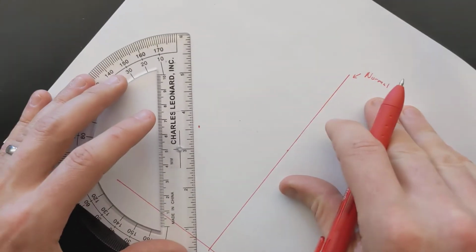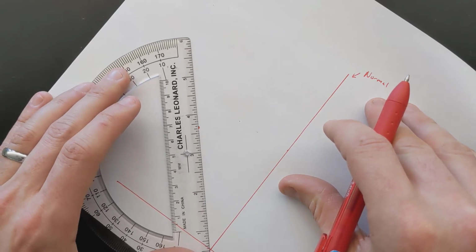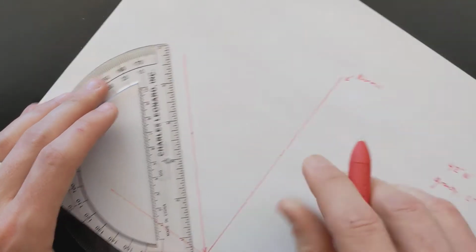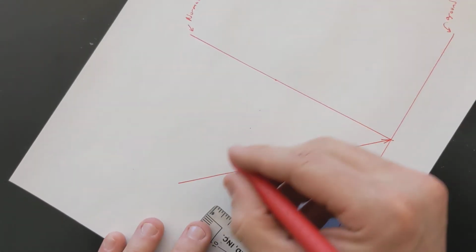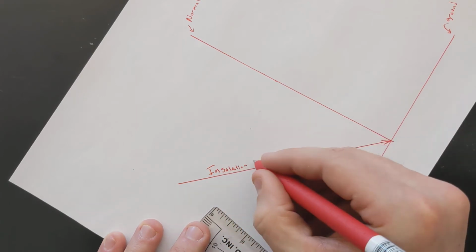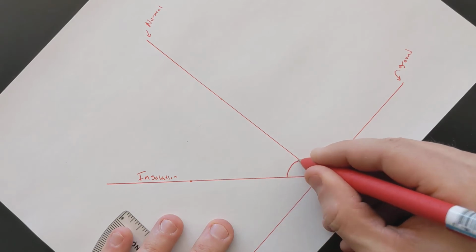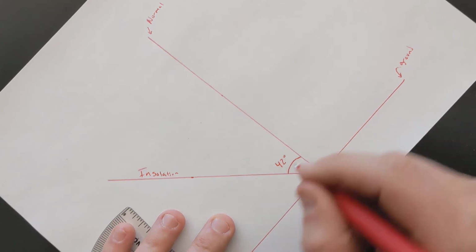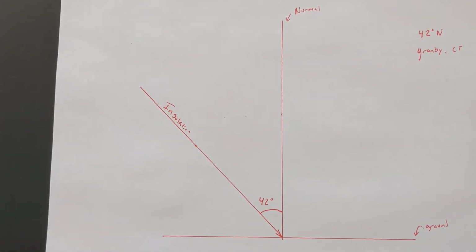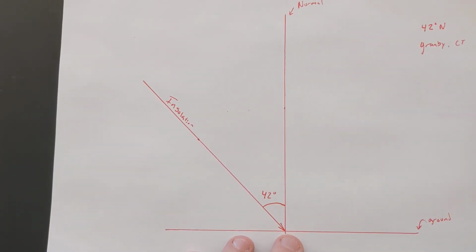We can take our protractor, we can add an arrow. We're going to label this insolation. And we can show the angle. It is 42 degrees away from normal. Good. Now, we have drawn the ground, and the angle the sunlight will strike on this equinox day.